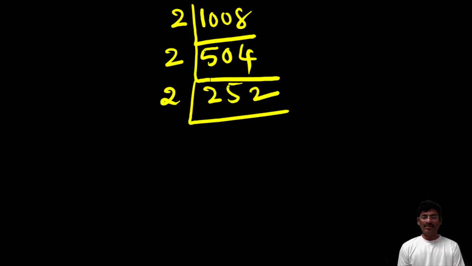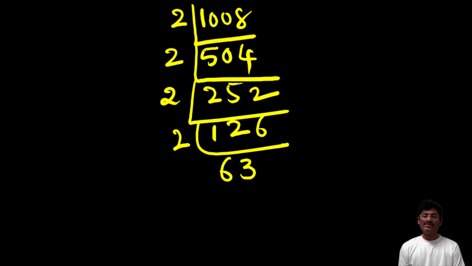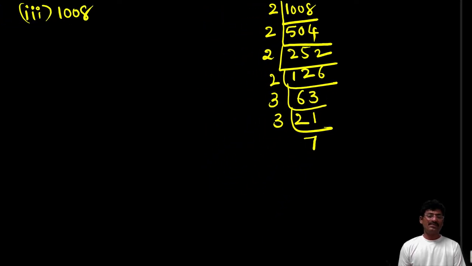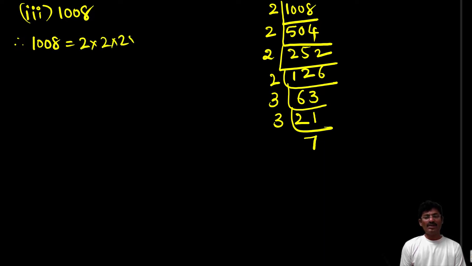Okay, right. Let us start with 2 again. So 2 times 2 is 4. 1 will be there. 12. 2 times 6 is 12. Then again 2. 2 times 6 is 12 and 2 times 3. Then 63 is not divisible by 2. So take 3. So 3 times 2 and 3 times 1. Then again, so 3 times 7. So therefore, we can write 1008 equal to 2 times 2 times 2 times 2 times 3 times 3 times 7. Make them as pairs.